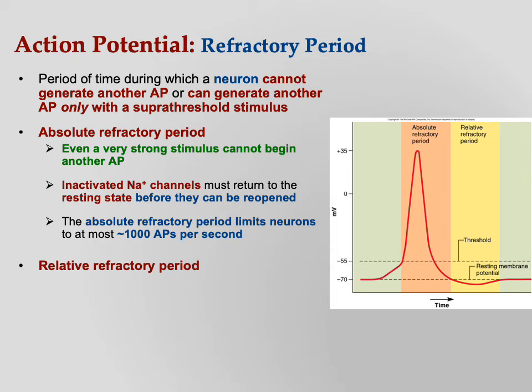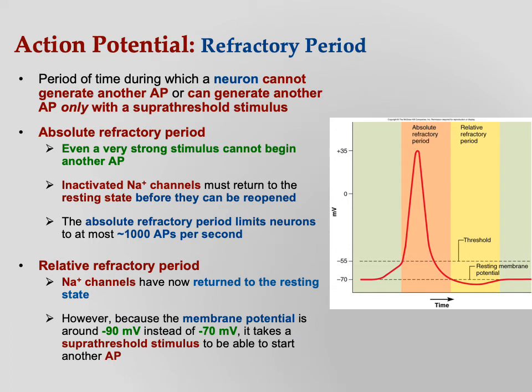So at this point, even when the sodium channel returns to its normal state, so the absolute refractory period is now over, okay, we can have another action potential, but we're down at like -90. We're at too negative. So instead of just having to go from -70 to threshold, we've got to go all the way from like -90 to threshold. So that means we have to have a bigger stimulus, what we call a suprathreshold stimulus. So that's the relative refractory period.